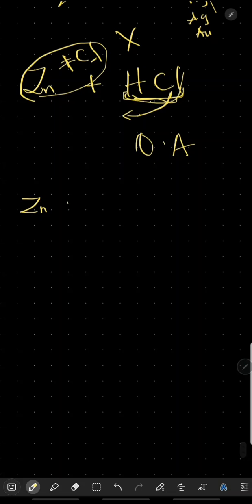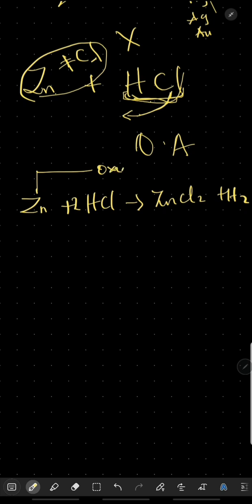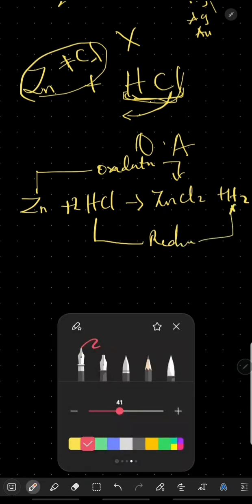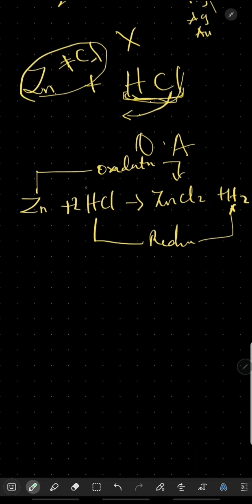Now, let's try to solve some little questions related to this work. It forms zinc chloride, still the same equation, nothing different. We have seen that zinc undergoes oxidation, so it becomes zinc chloride, and HCl undergoes reduction. I've told you anything that undergoes reduction is automatically an oxidizing agent, and anything that undergoes oxidation is automatically a reducing agent. So imagine a question asks which one is reduced.